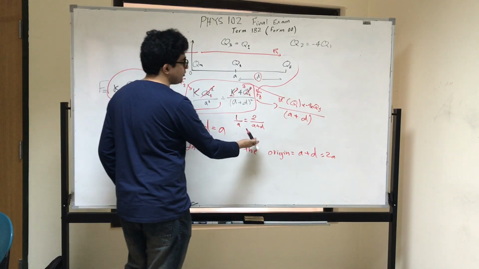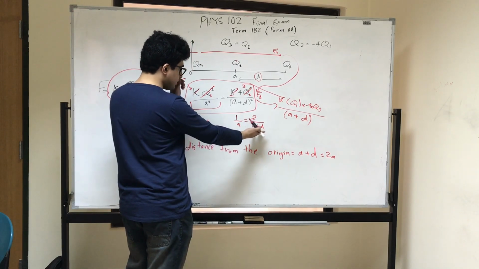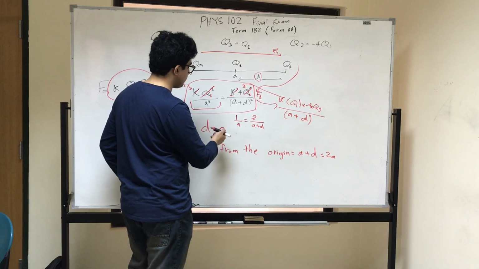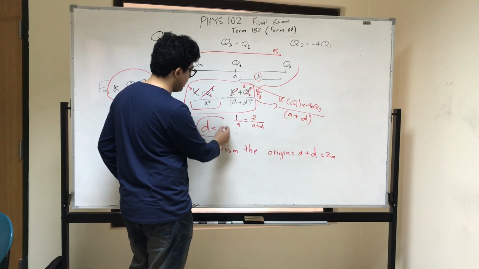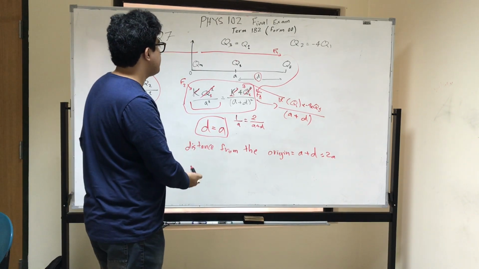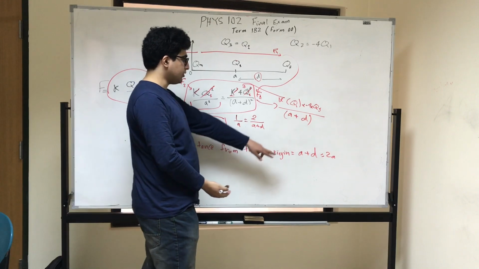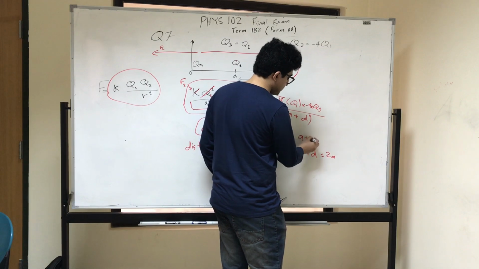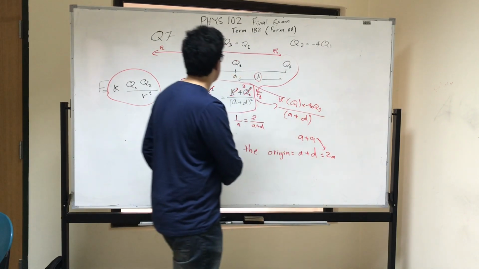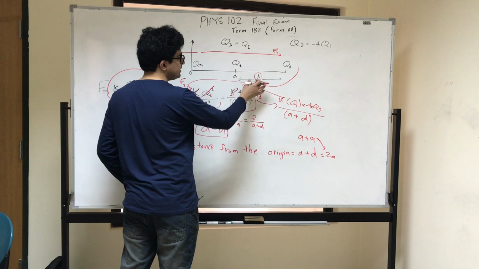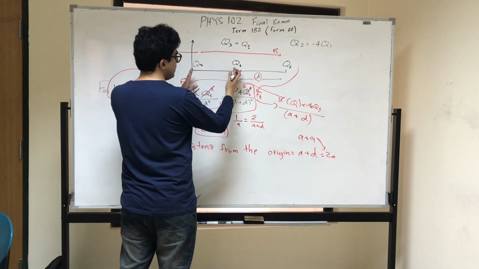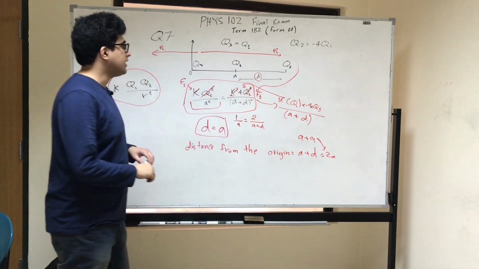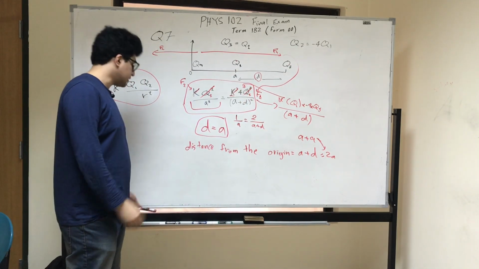And you could solve for d in terms of a. And if you do that, you'll get that d is equal to a. And therefore, the distance from the origin would be a plus d, which is the same thing as saying a plus a, which is equal to 2a. So we figured out that d is basically equal to a. So the distance between Q2 and Q3 would be just 2a. And that's it. That is your answer.